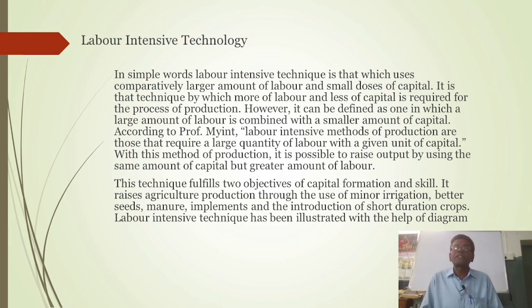With this method of production, it is possible to raise output by using the same amount of capital but a greater amount of labor. This technique fulfills two objectives of capital formation and skill. It raises agriculture production through the use of minor irrigation, better seeds, manure, implements, and the introduction of short duration crops. Labor intensive technique has been illustrated with the help of a diagram.